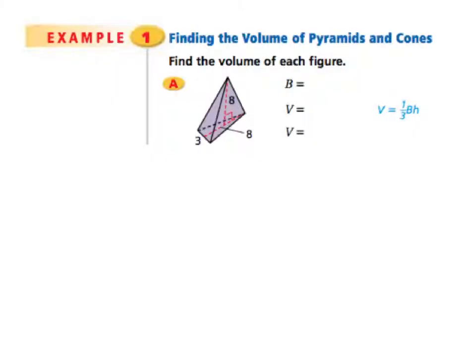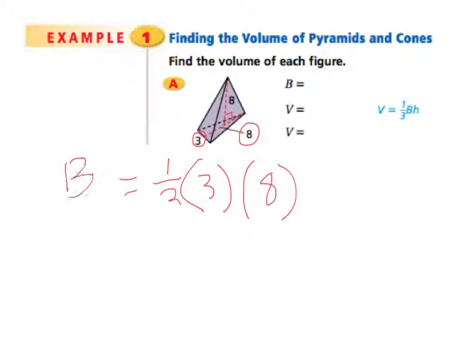Here's our first example problem. We have a triangular pyramid, and we need to ask ourselves, what is the area of the base? Well, what's the area of a triangle? It's 1/2 times the base, which is 3, times the height of the triangle, which is 8. So this is the area of the base of this triangle. Okay, so we're talking about this right here. We're looking for this base.